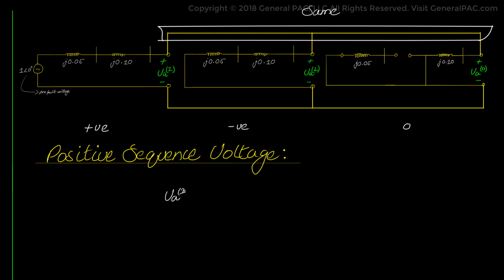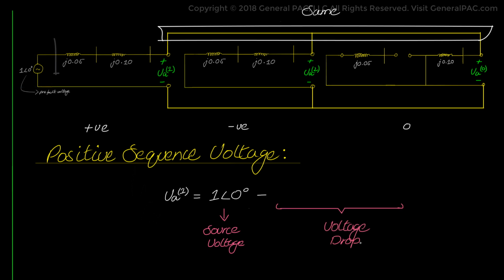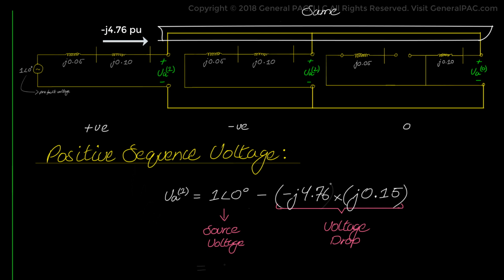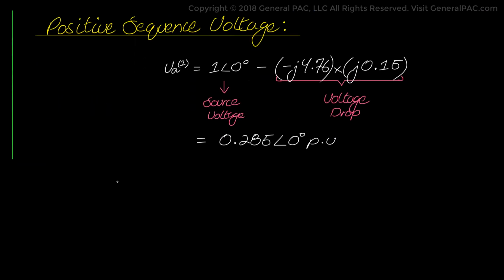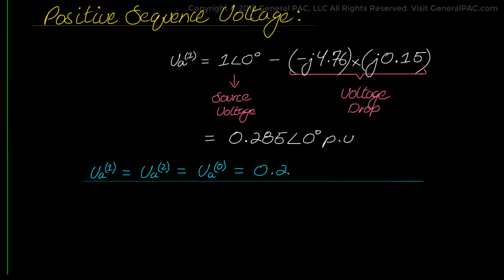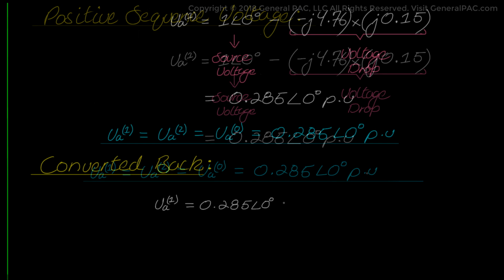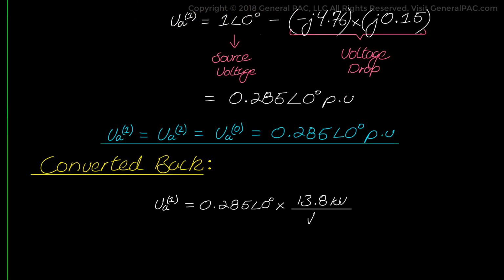So the positive sequence voltage is calculated by simply taking the source voltage, which is at 1 per unit angle 0 degrees, minus the voltage drop of the sum of the impedances in the positive sequence network. The sum of the impedances is j0.15, and the current flowing through the positive sequence network is negative j4.7619 per unit. What we get is 0.285 per unit at the angle of 0 degrees. Now we know that all of the sequence component voltages will equal 0.285 per unit. We can multiply that by the base value of 13.8 kV divided by the square root of 3 to get the voltage quantity, which is 2.27 kV at the angle of 0 degrees.